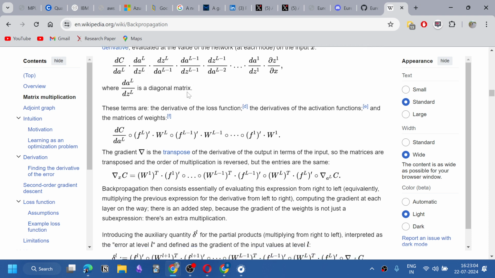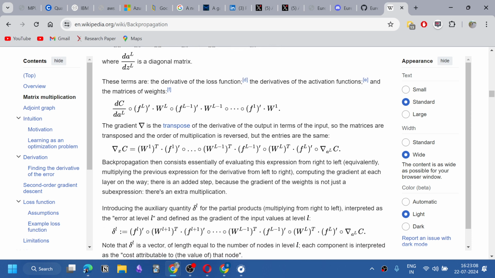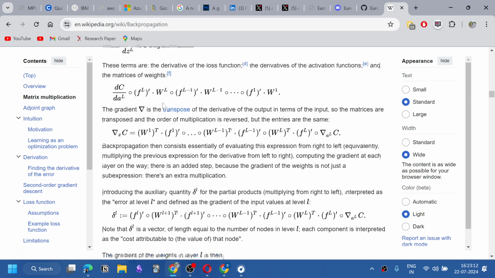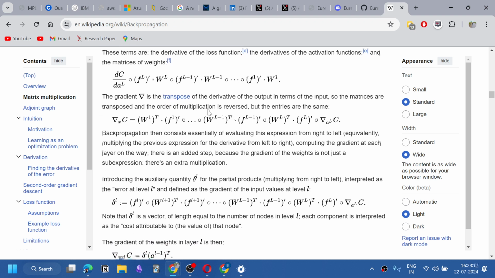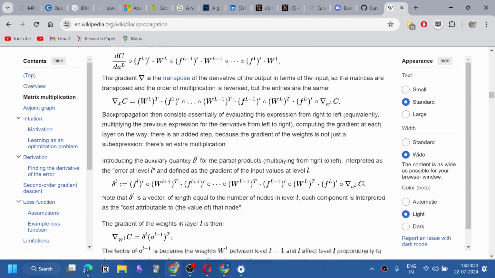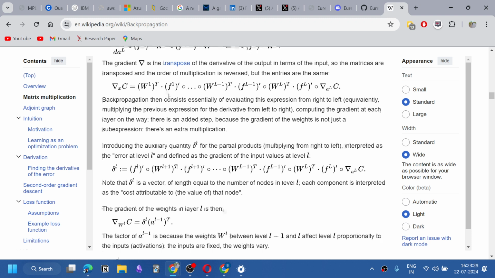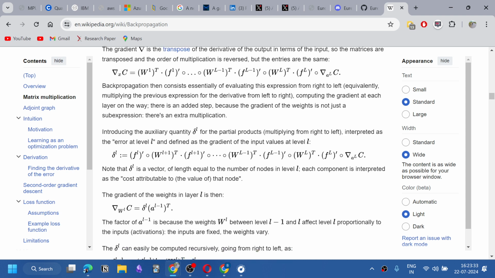This is equivalent to a matrix expression in terms of the derivative function of the activation function and the matrix of weights. The gradient is the transpose of the derivative of the output in terms of the input, so the matrix is transposed and the order of multiplication is reversed, but the entries are the same.